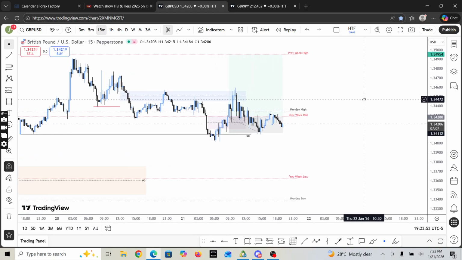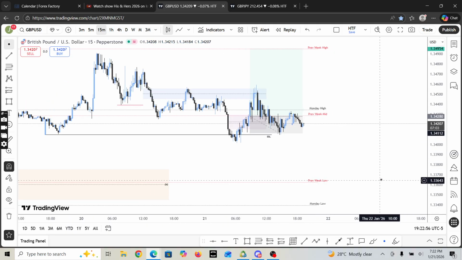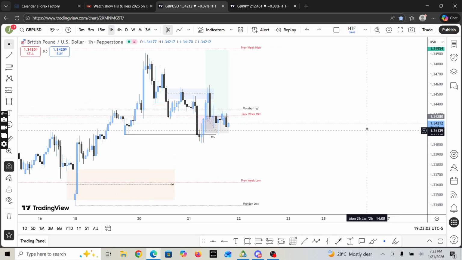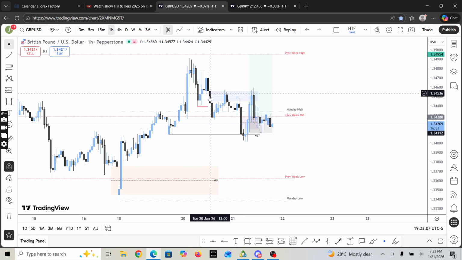Okay, so for the GU trade, I closed with a very tiny profit. On the GU H1, initially, this was my resistance level. I wanted to see if price would be able to close above this level here, this inefficiency level, so that I could buy it. So this is what I was looking for.